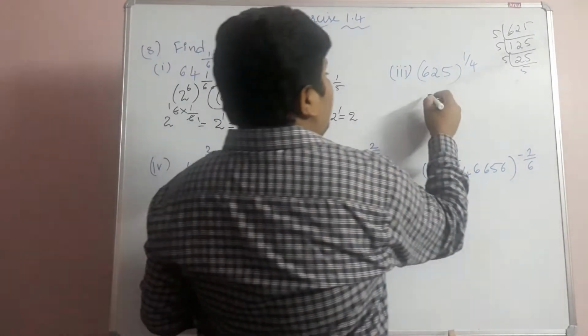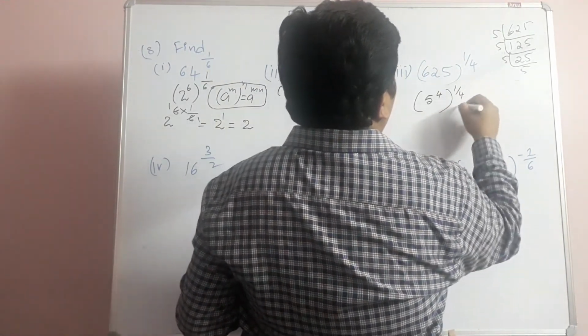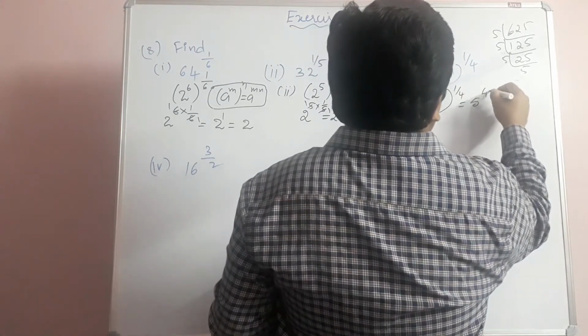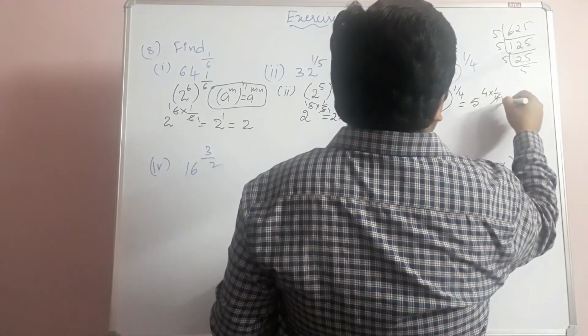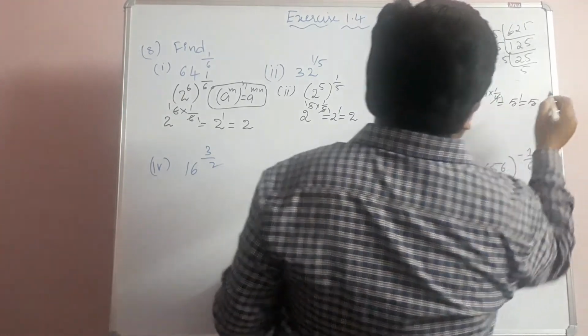So it can be written as 5 to the power of 4 whole to the power of 1 by 4, which gives you 5 to the power of 4 into 1 by 4. 4 ones are 4, 4 ones are 4. So that is equal to 5 power 1, which gives you 5.